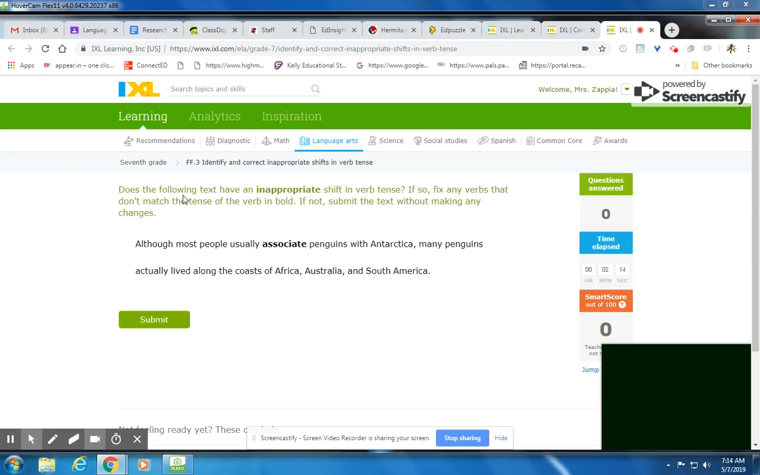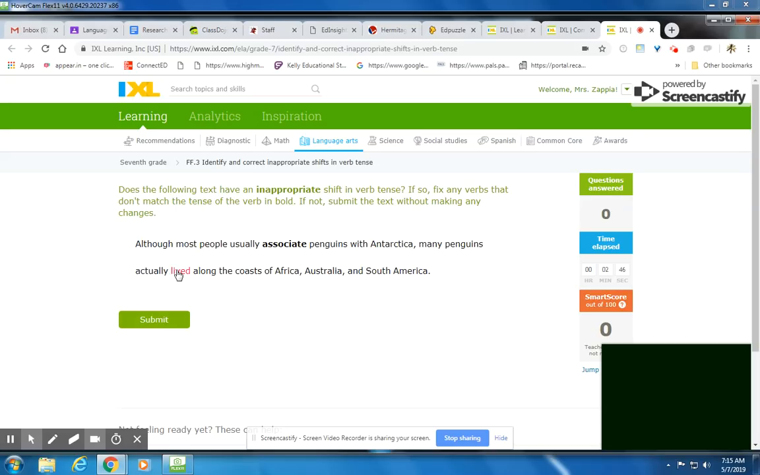So this says, the following text, does it have an inappropriate shift in verb tense? And if so, fix it. And then obviously, if not, leave it alone. Although most people usually associate penguins with Antarctica, many penguins actually lived along the coasts of Africa, Australia, and South America. So in this, it's taking the proper present tense with this boldface verb, associate. However, we have a shift here whenever we have it going lived.